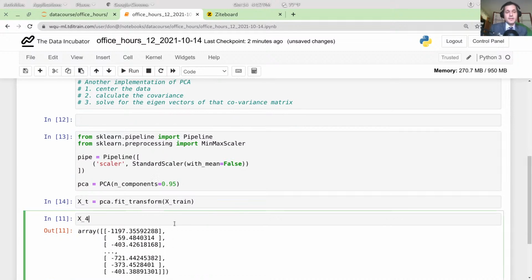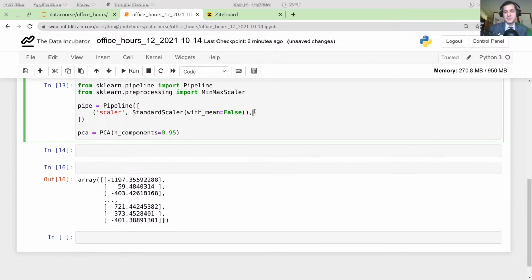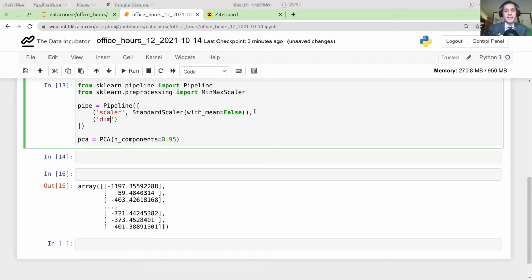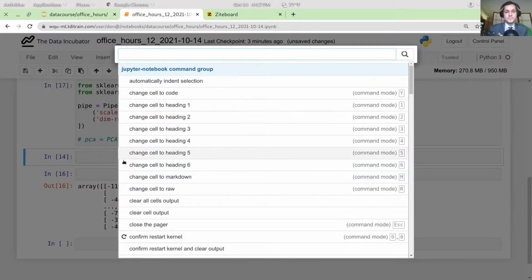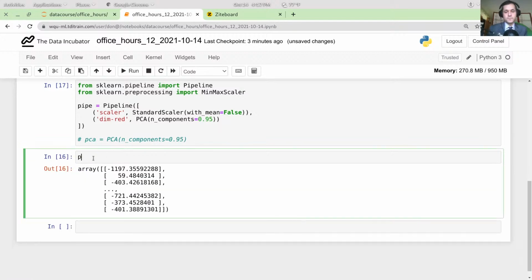And now if I look at X of t, let's see how many features I have there. Still have one feature. Oh, because I'm doing that instead. All right, let me just finish this pipeline. And then I have my dim reduction, PCA, with n_components 0.95. So let's try this out. Call fit_transform on X train.